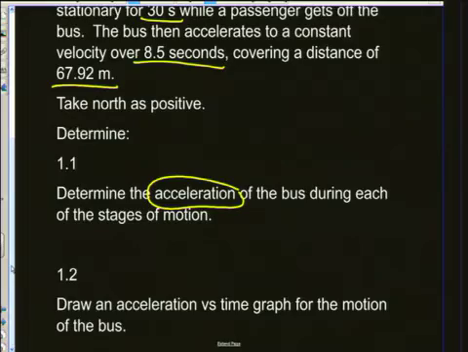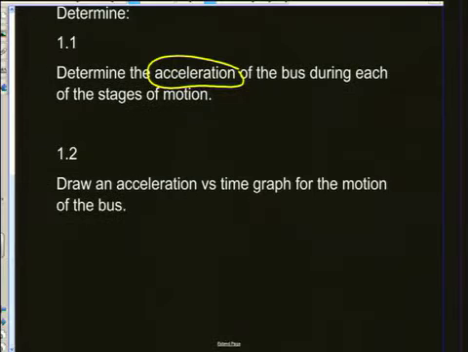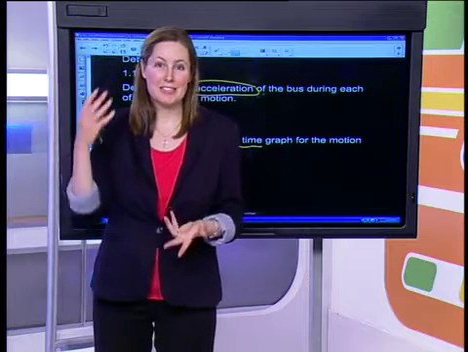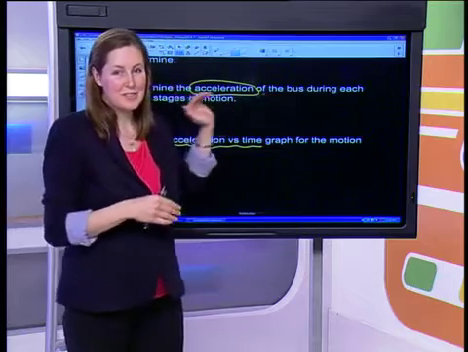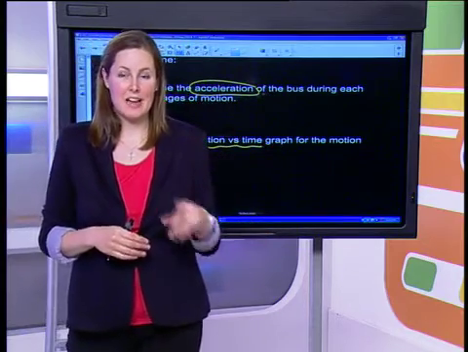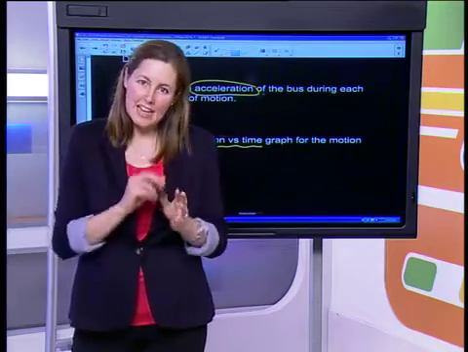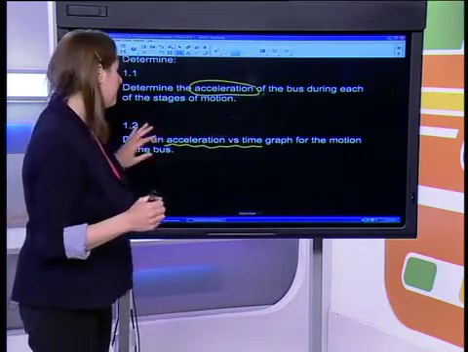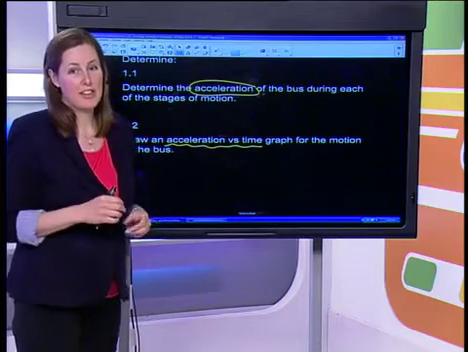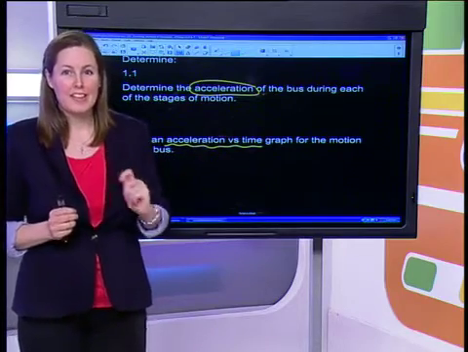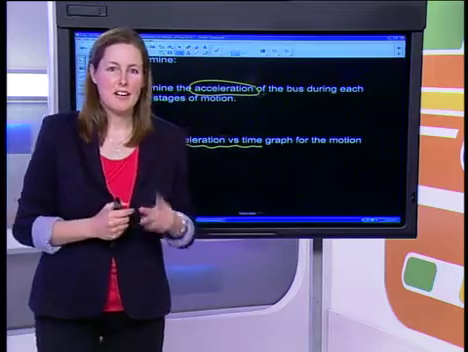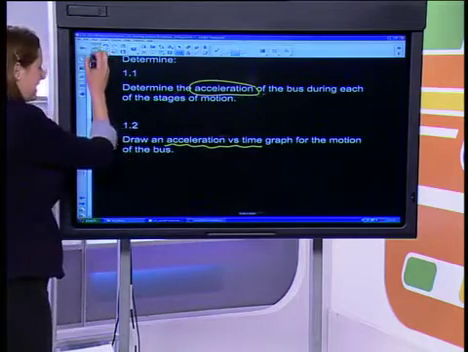And they're asking us to determine the acceleration of the bus during each stage. And then they say to us, draw an acceleration versus time graph for the motion of the bus. So using the information that you just found in the first part, draw an acceleration versus time graph. So that's the challenge question for you. In terms of the graph, I want you to draw it, and you can certainly load that picture onto the page. So make sure that you're interacting with us and you are trying these questions for yourselves.